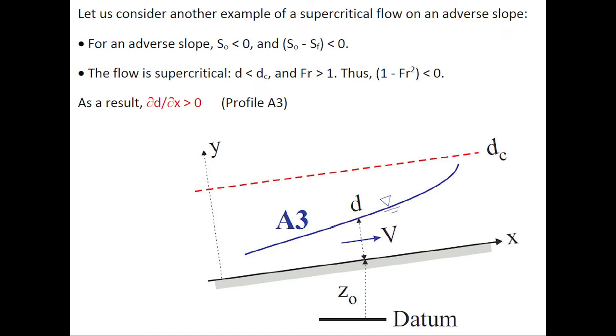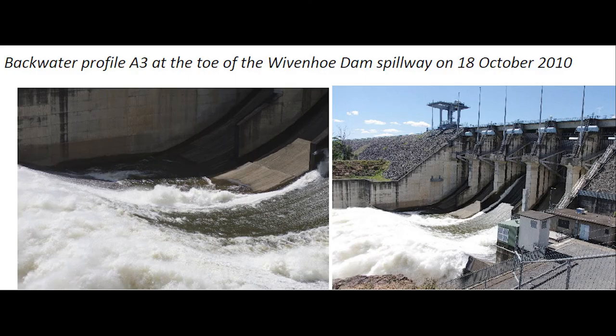Let us consider another example of a supercritical flow on an adverse slope. For an adverse slope, the bed slope is negative and hence the term S0 minus SF is always negative. The flow is supercritical, D is less than DC, and in turn the Froude number is greater than 1. So the term 1 minus the Froude number squared is negative. As a result, the variation with distance of the water depth is positive, as shown on this sketch. These two photographs illustrate the backwater profile A3 at the toe of the Wivenhoe Dam spillway as the flow is going upward up to the ski jump.